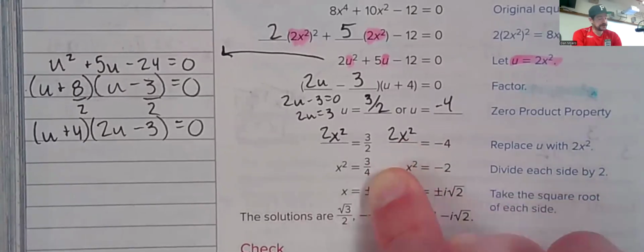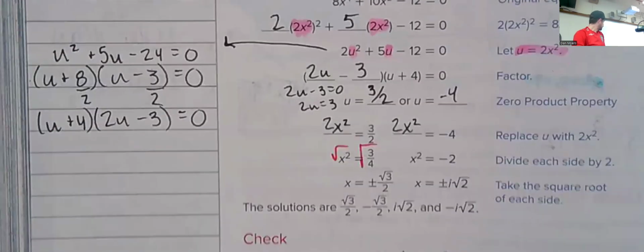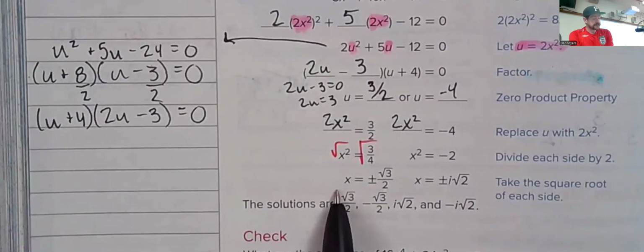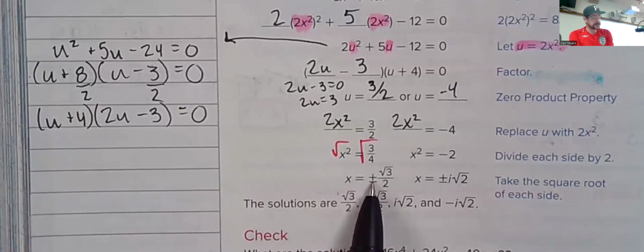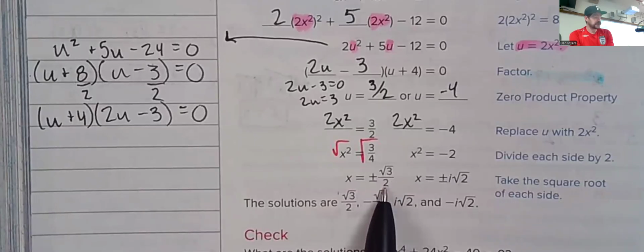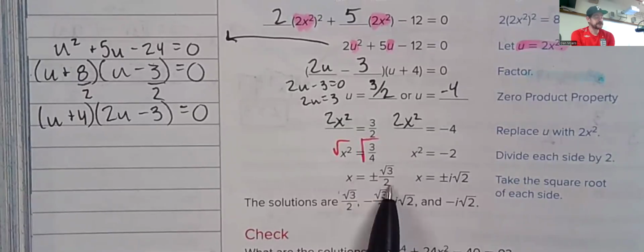From there, you'd square root both sides. So if you square root here and you square root here, the square root of x squared is x. And the square root of 3/4 is going to be plus or minus root 3 over 2. The square root of 3 doesn't simplify, but the square root of 4 on the denominator just equals 2. So plus or minus root 3 over 2. That's 2 of the possibilities.